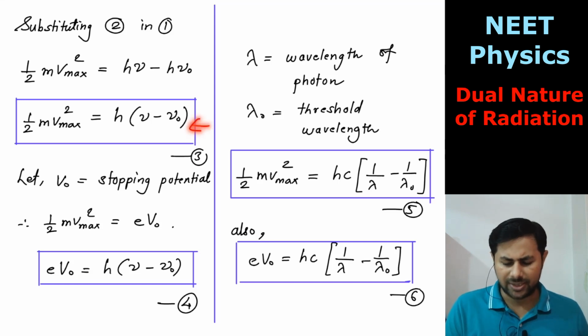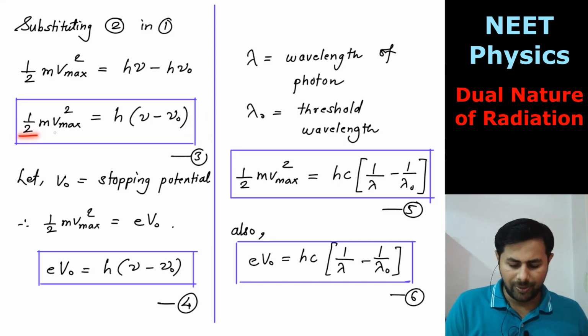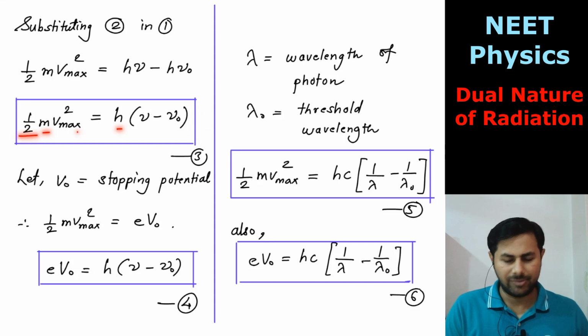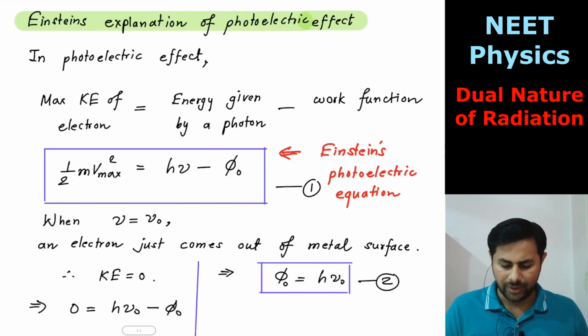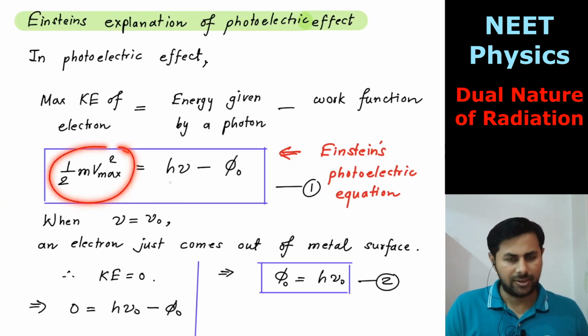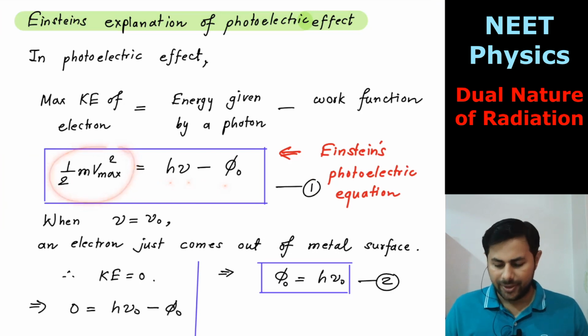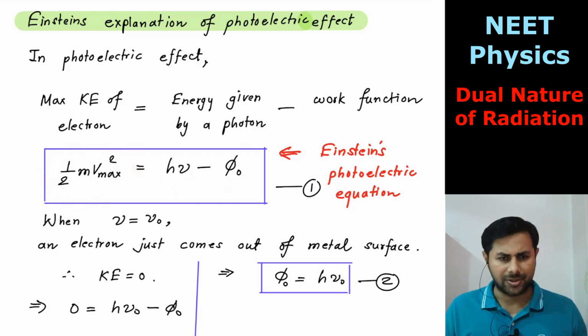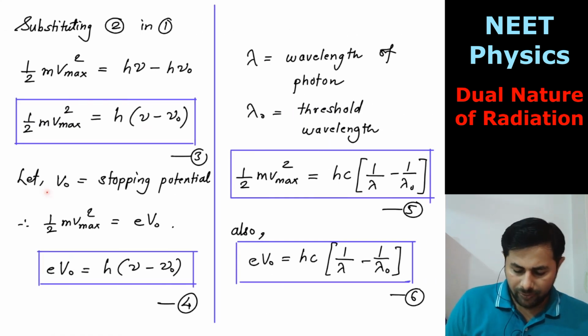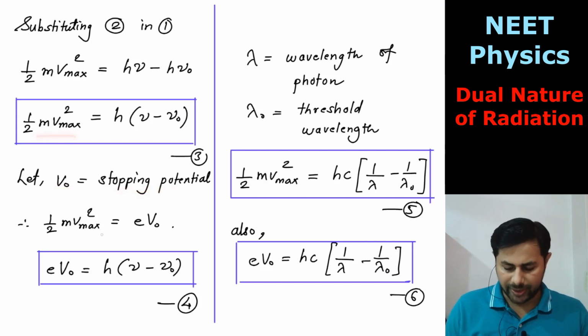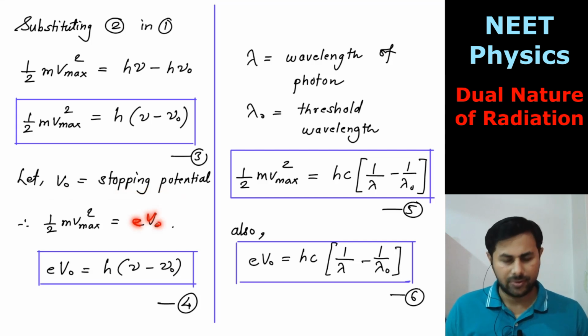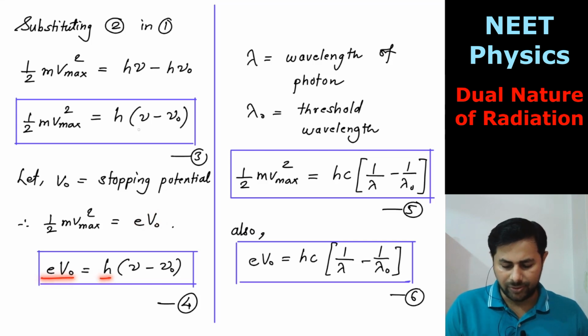You can see that's the same equation, right? So half of m v max square is equal to what? h times nu minus nu naught. Or half of m v max square is equal to h nu minus phi naught. This is the Einstein's photoelectric equation. So if V naught is the stopping potential, then we know that half of m v max square is equal to e V naught. So e V naught is equal to h times nu minus nu naught, h nu minus h nu naught.